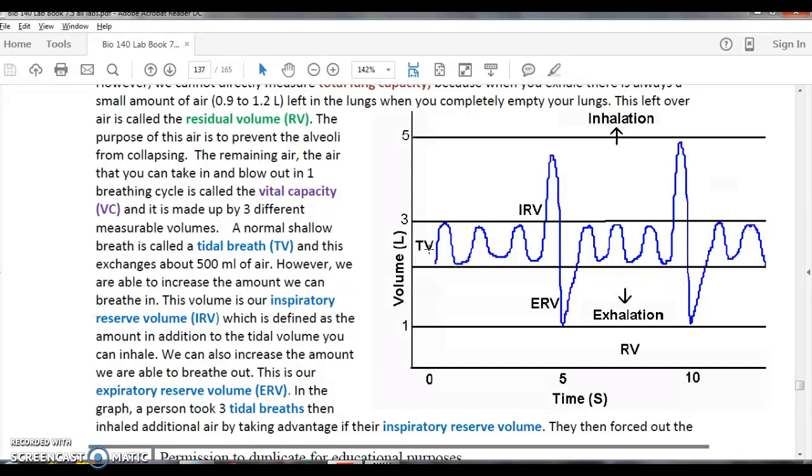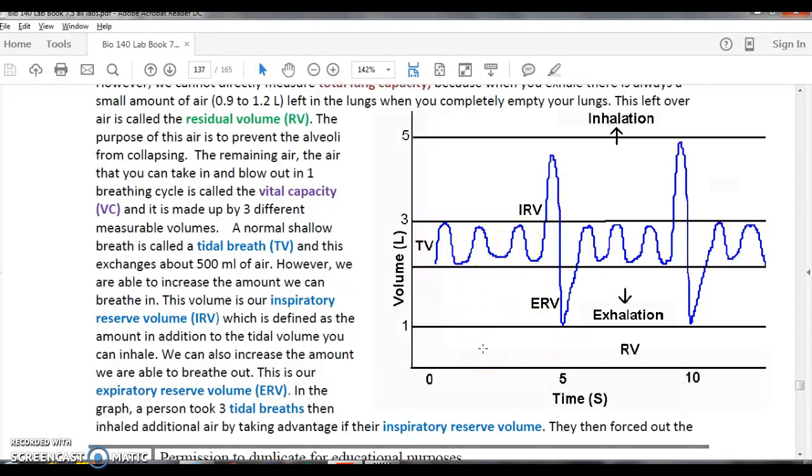Let's say you're about to dive underwater, or you want to hold your breath for longer. So the forced inspiratory, or the inspiratory reserve volume, is what you're able to take in. The expiratory reserve volume is just air in your lungs that you're able to blow out, but it's not being blown out during the normal tidal breath.